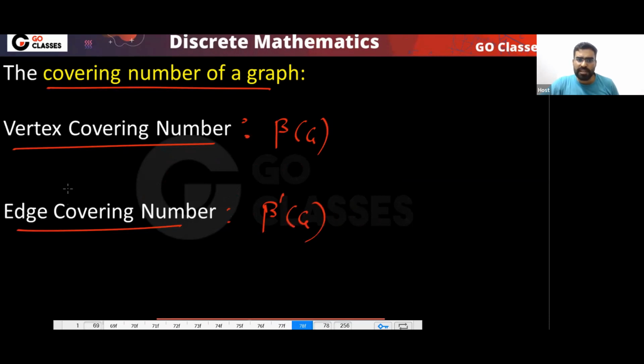So you know what the edge covering number is? This is the size of the minimum edge cover. And beta is the size of the minimum vertex cover. You already know.